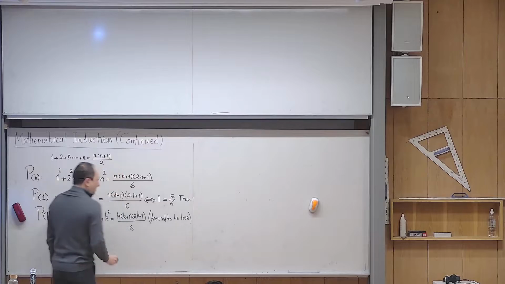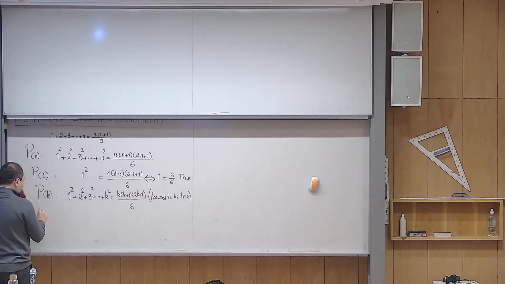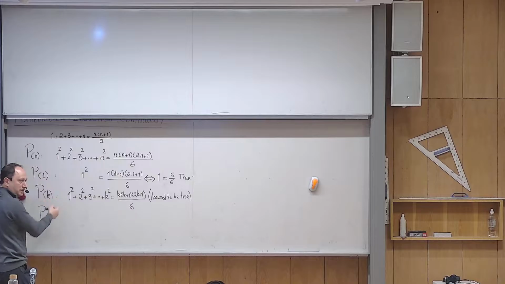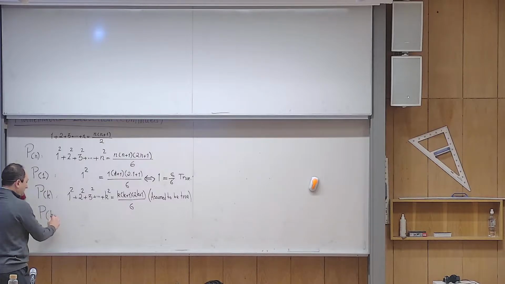Okay? I assume that this is true. I want to convince myself that this is also true for the next value. What is the next value? Still, I don't know because I don't know what k is. I know k is an arbitrary natural number. So the next number is k plus 1.